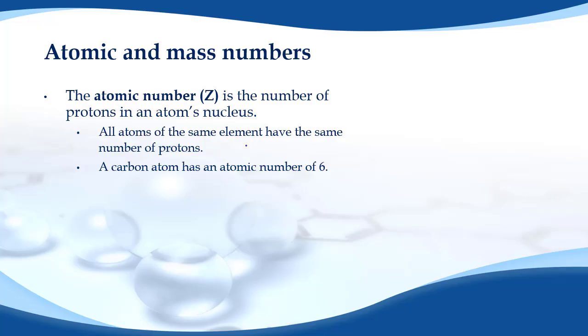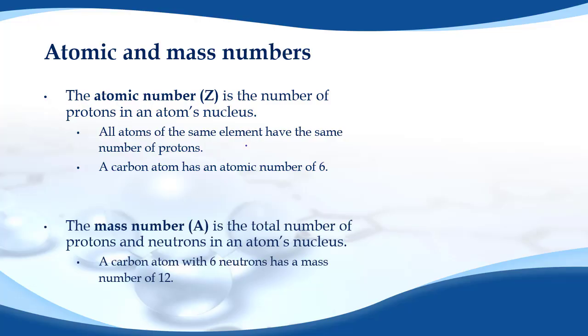We have another number that's called the mass number. Again, you'll see this referred to as the variable letter A on diagrams. The mass number is the total mass of the atom's nucleus, which is to say the number of protons and the number of neutrons added together. Carbon always has 6 protons, and if you have a carbon atom with exactly 6 neutrons, 6 plus 6 means that atom's nucleus has a mass of 12.